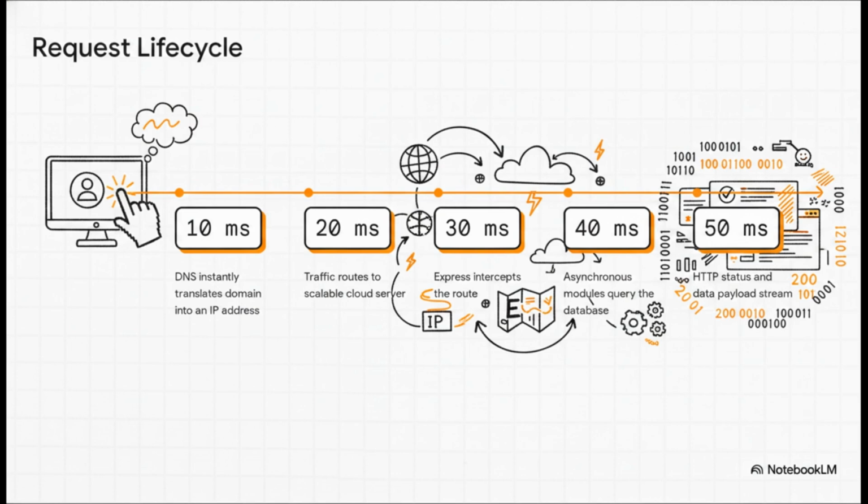At 0 milliseconds, a user clicks to see their profile. By 10 milliseconds, DNS translates that domain into an IP address. At 20 milliseconds, traffic arrives at your highly scalable cloud server. Moving to 30 milliseconds, your Express app intercepts the /profile route. At 40 milliseconds, it queries your database, and finally, by 50 milliseconds, it grabs the exact data payload, slaps on the proper HTTP status codes, and streams it right back to be beautifully displayed on their screen.